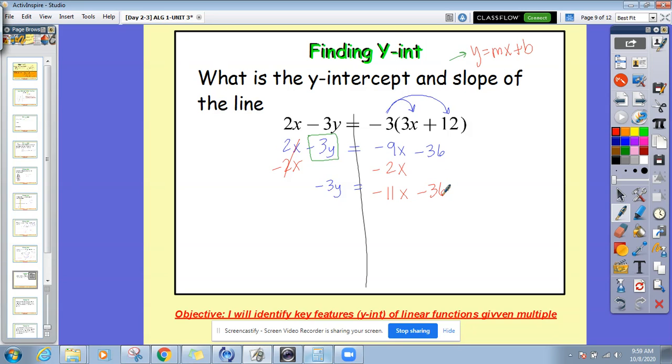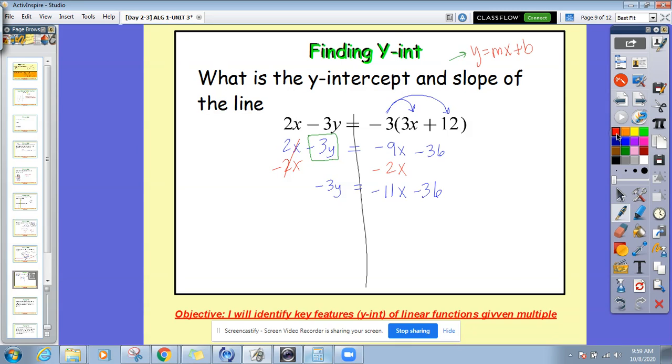Okay. So we're almost done here. Let's put that in blue. So negative 11x minus 36, right? Okay. So we're almost done. We just have to get this y by itself.